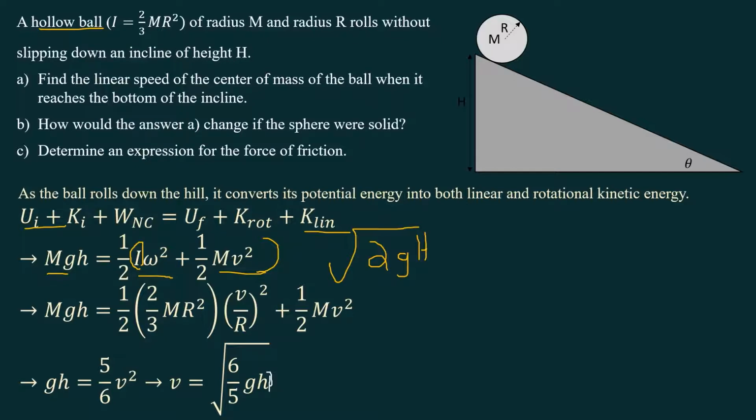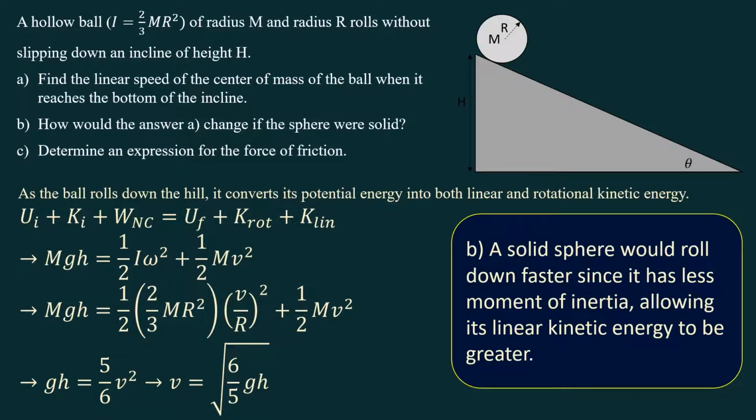But if you have a hollow ball, a bigger portion of its kinetic energy has to be rotational, just because its moment of inertia is bigger. So if you had a smaller moment of inertia, you could have a bigger linear velocity. So that's the answer to part B. The solid sphere would be faster because it would have less moment of inertia. So its linear kinetic energy that it would gain would be greater, so it would go faster at the bottom of the incline.